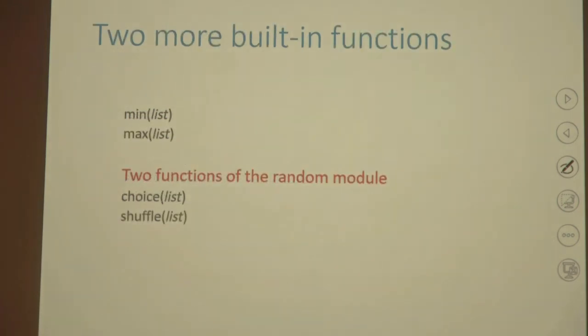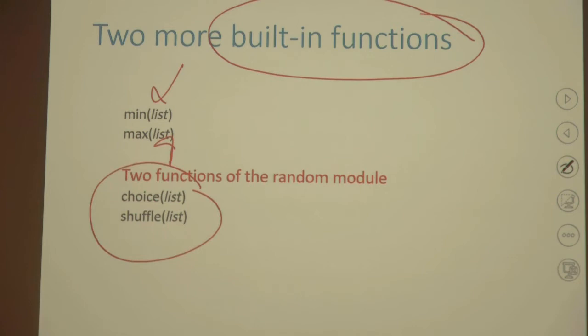Also, there are another two methods, or built-in functions actually. There are built-in functions, which are minimum in the list and maximum in the list, and there is choice and shuffle. So minimum is easy. What does minimum do? It calculates the minimum value. Maximum gives the maximum value. How about choice?